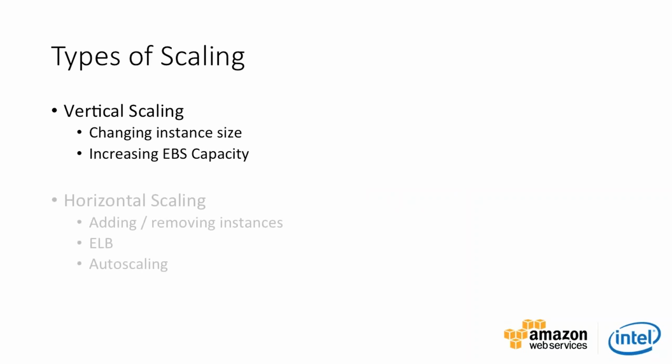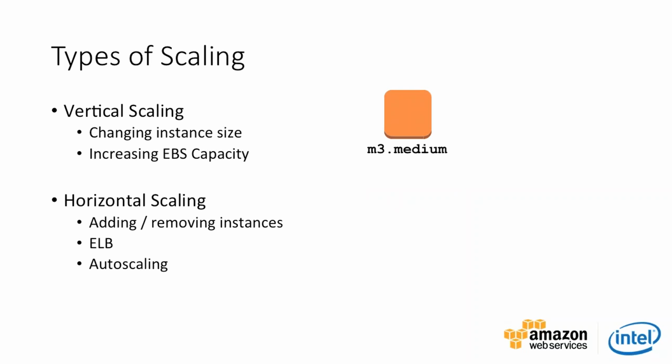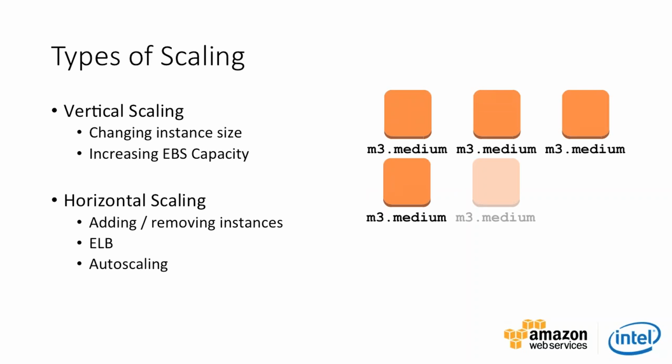Or you can scale horizontally, which means that you already are running an instance, and you just add more of the same instances behind an elastic load balancer. And you can auto scale, we'll come to auto scaling a little later. That means you're overcoming your limitations by throwing more of the same instances at it. That would be horizontal scaling.